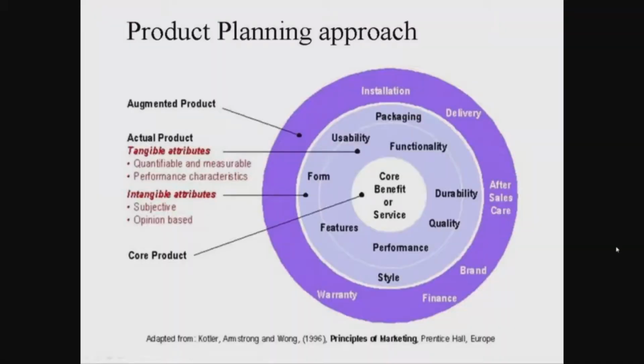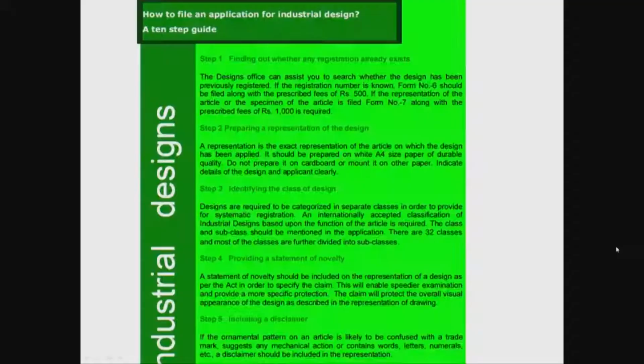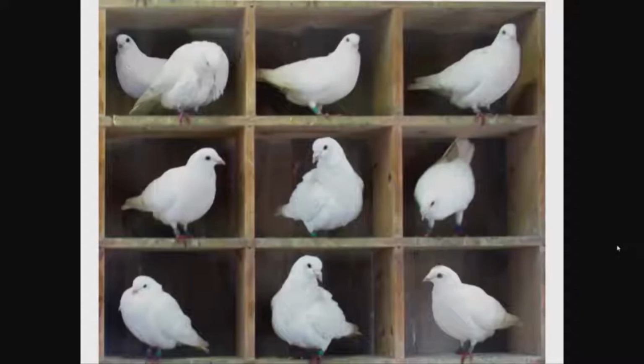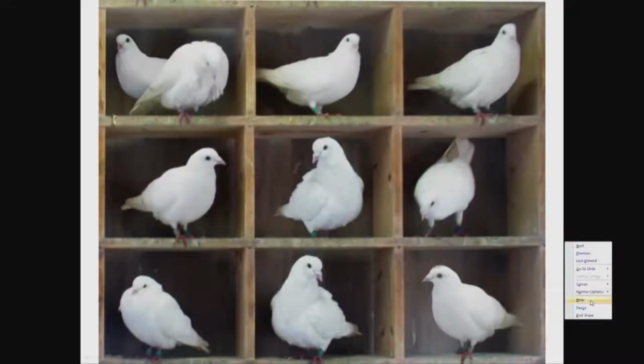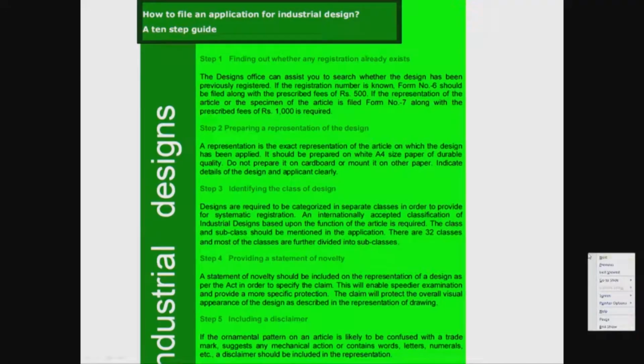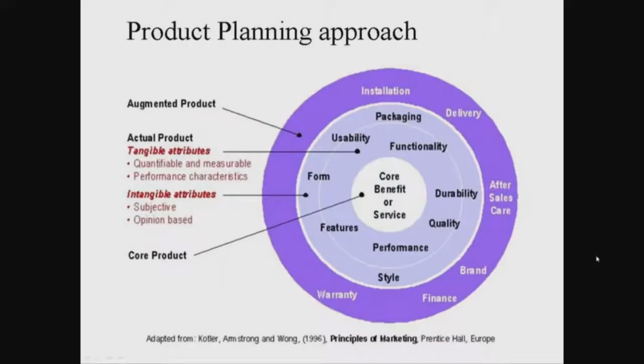Part of this has been taken from standard textbooks. So, you see here the core benefit, and finally on top of it is an actual product which has tangible and intangible benefits. There is an augmented product which involves all the finance and all that. So, you have finally products which are sold.